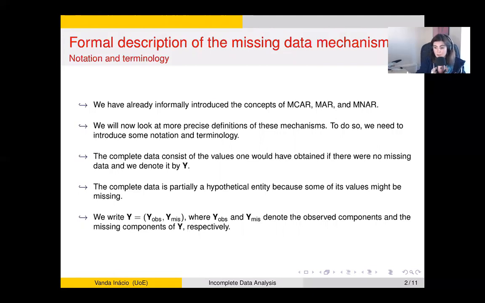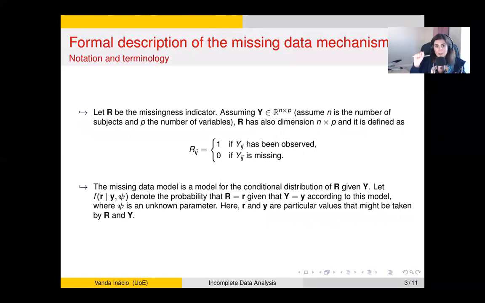And that's what we have here. And now the crucial variable will be the missingness indicator, which we will be denoting by R. It's the common notation in the literature. And assuming that our data matrix has dimension n times p, where n is the number of rows and stands for the number of subjects in our data set, and p is the number of variables that we have measured and are represented in the columns, then the missingness indicator for the measurement of subject i on variable j takes the value 1 if the corresponding y value has been observed, and 0 if it's missing.